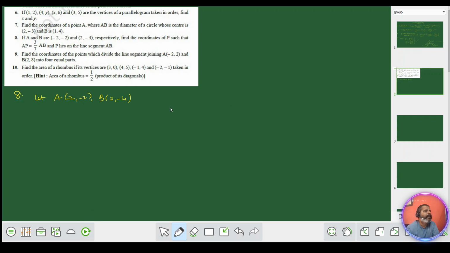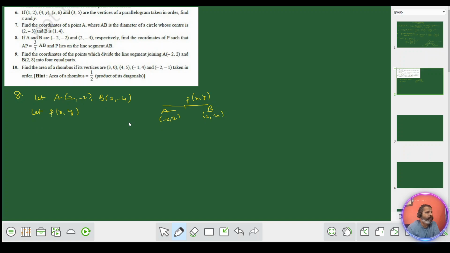That means they have given here AB and P. A is minus 2, minus 2, sorry. B is 2, minus 4. P they have asked. So we'll assume let P be XY. They have given the equation AP is equal to 3 by 7 AB. Means we have to find AP and AB. Okay, let's see. The ratio is given.